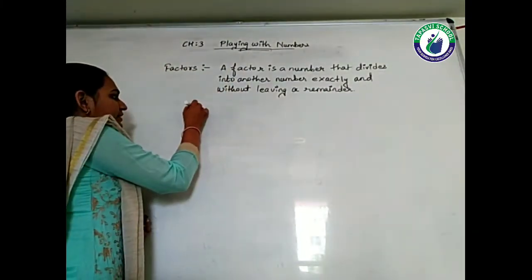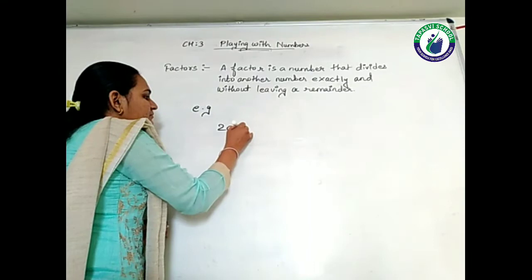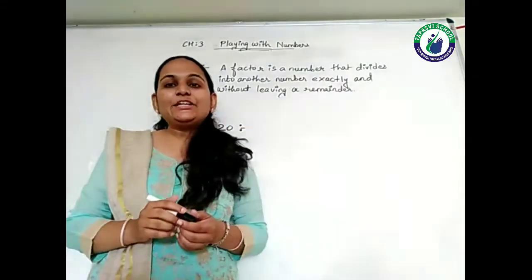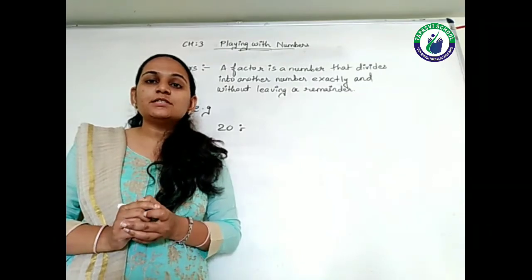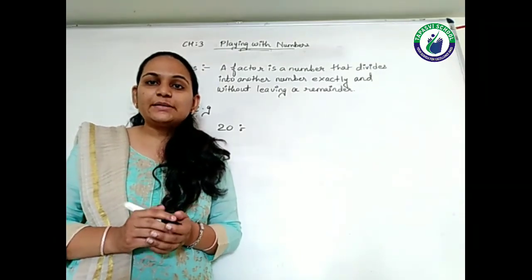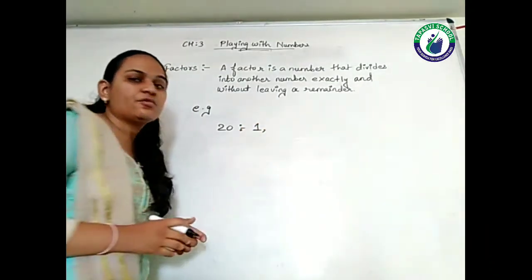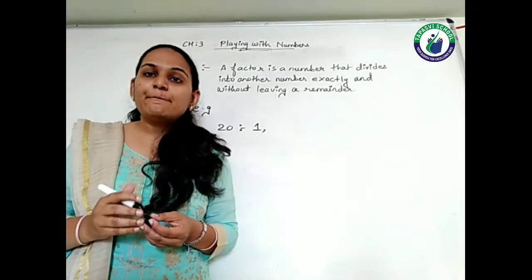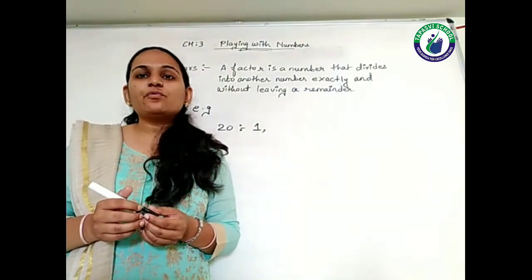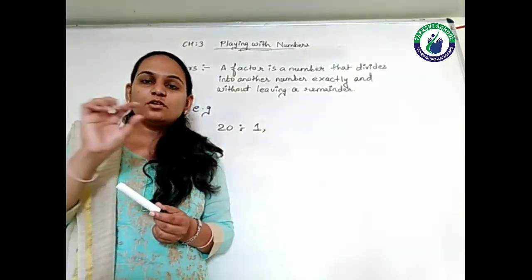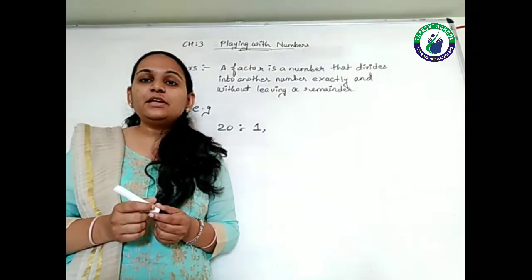Okay, I am having an example, say for example 20. And I need to, students, write the factors of 20. That means which numbers divide 20. So always remember, students, 1 is always a factor of every number. Whatever number you select, 1 is a factor of every number. So you can fix this thing in your mind that 1 is a factor of every number.